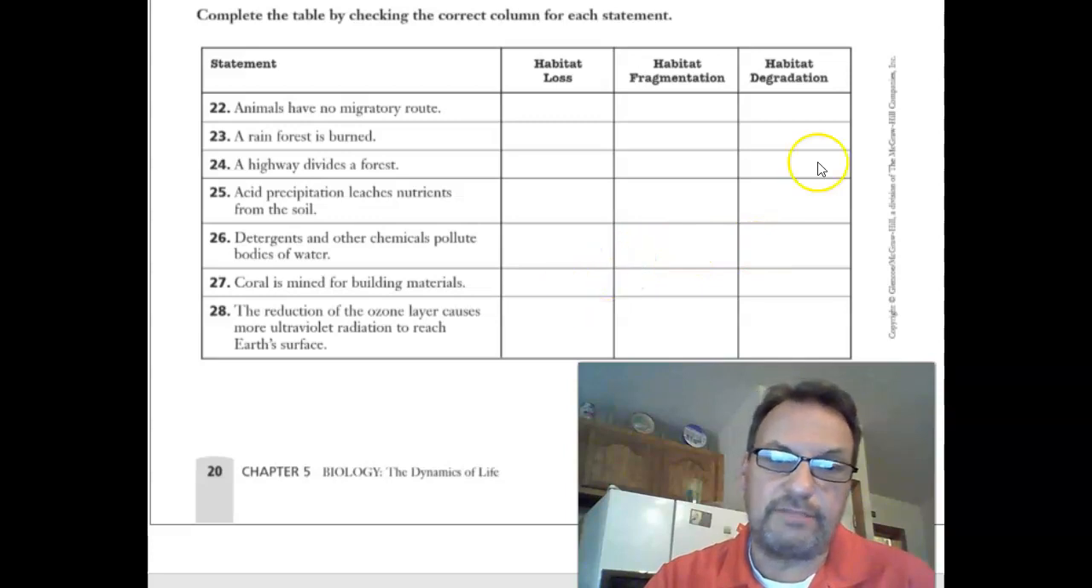If coral is mined for building material, well, guess what? Nothing can live in the coral anymore. It's gone. So it's lost. That's habitat loss.